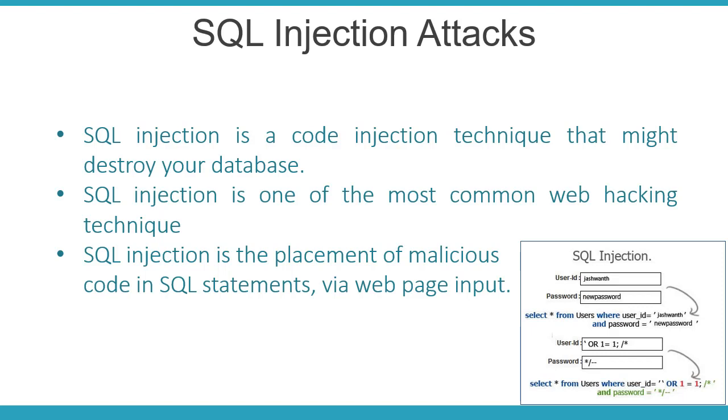Now instead of the user ID, if a bad user enters something like a quote or 1 equal to 1 semicolon, slash and star, and in the password they enter the star, slash. So if you can see, the script from the select star has been altered to select star from users where user ID is equal to empty string or 1 equal to 1. What 1 equal to 1 will do is that it will retrieve the list of all users from your database.